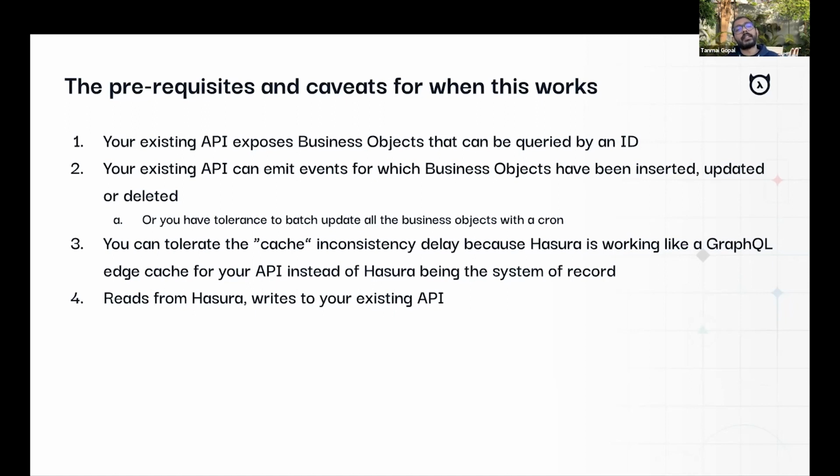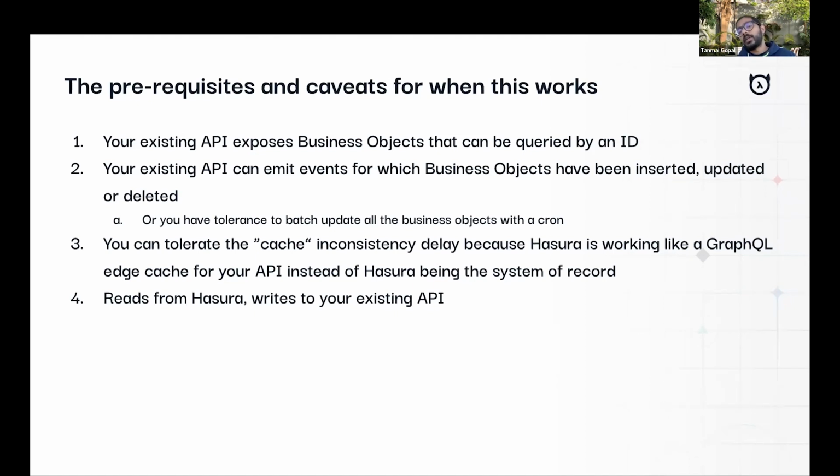The second is that your existing API can emit events for business objects that are being changed, inserted, updated, or deleted, or they are being published to a queue that is then sent to Hasura, or you have the tolerance to say, it doesn't get updated too frequently, we'll just do a nightly cron or a 2-hourly cron or whatever. Again, it's very similar to a materialized view pattern, where you're like, hey, I can incrementally maintain the materialized view, or I can just refresh the entire materialized view every few hours or every day or whatever.